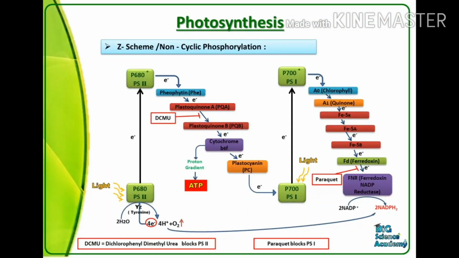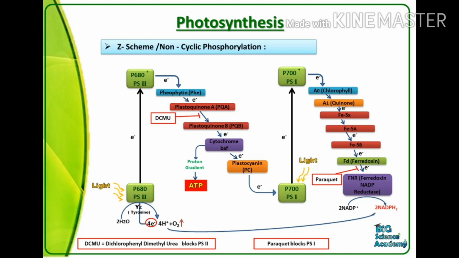So this is the Z scheme or non-cyclic phosphorylation of photosynthesis, or it is the light reaction phase of photosynthesis. Here we can see two green boxes, one is photosystem 2 and the other one is photosystem 1. Both these photosystems are dependent upon light for their activation. So here we can see that light rays fall upon them and only then are they activated. So that's why this phase is a light dependent phase, that is the light reaction of photosynthesis.